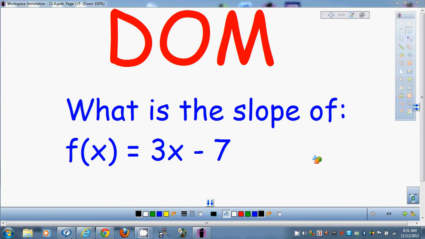What is the slope? 3. How did you know it was 3? Shh. Go. Yeah. That's right. If x plus b, the slope is 3.